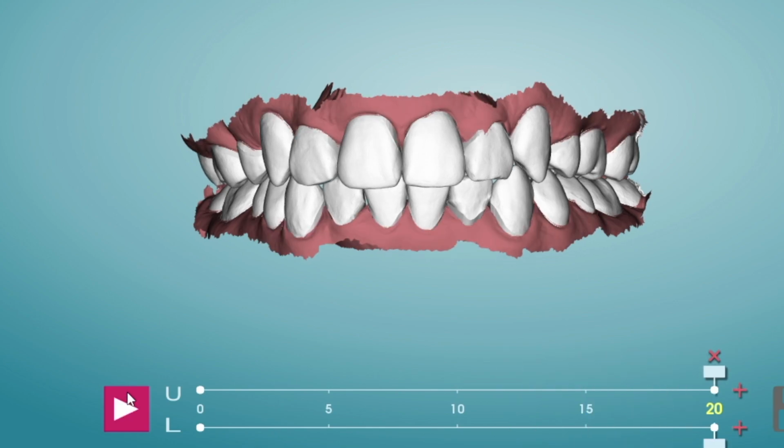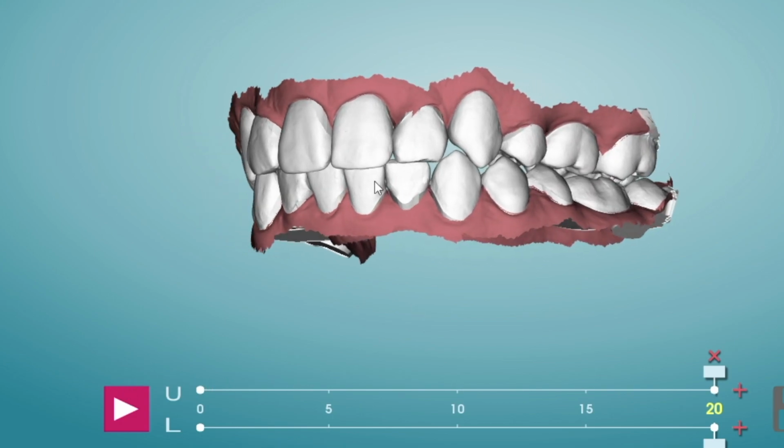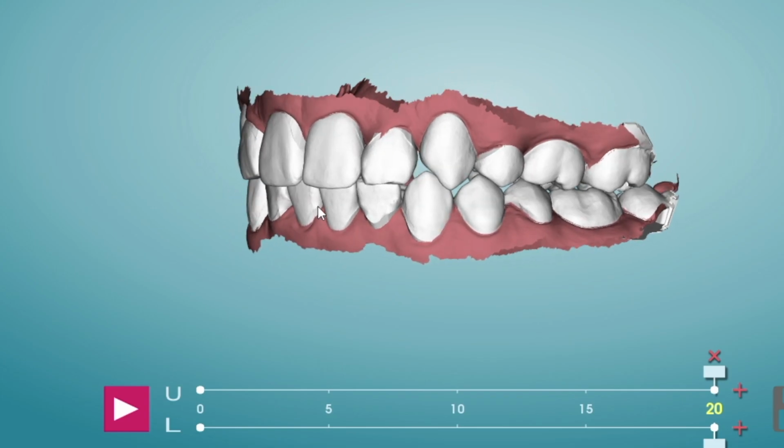This allows us to see what these teeth look like in the correct position, and we can decide if those are movements that we want to make. And in this case, obviously, we've made some great improvements, and this would be a perfect candidate for orthodontic therapy.